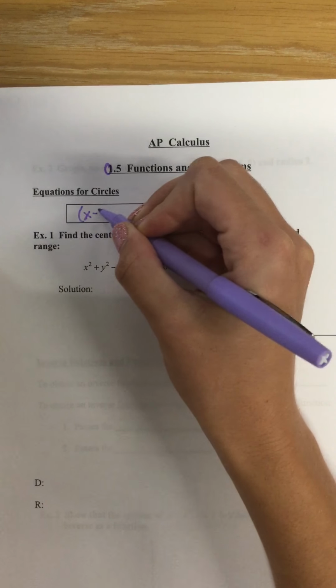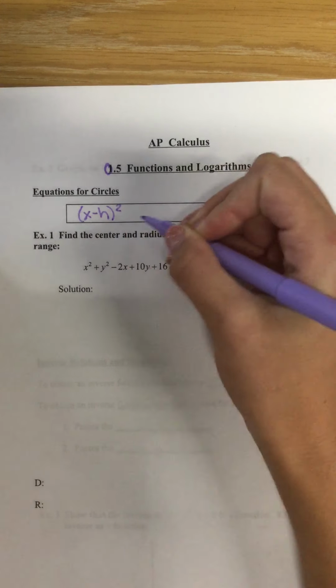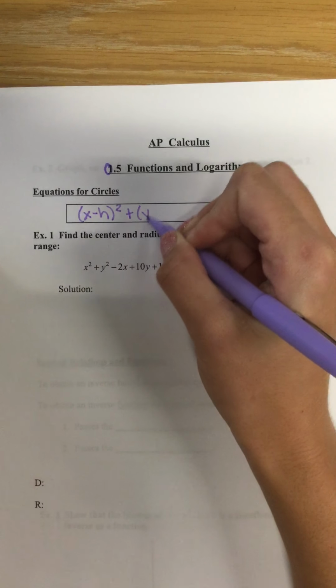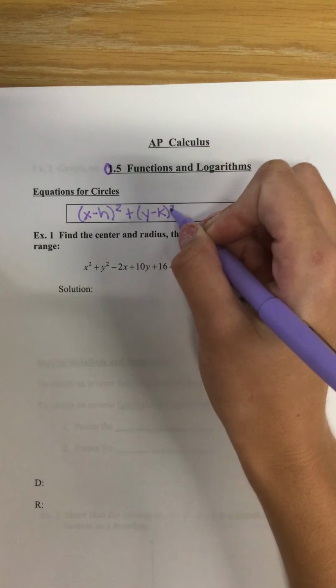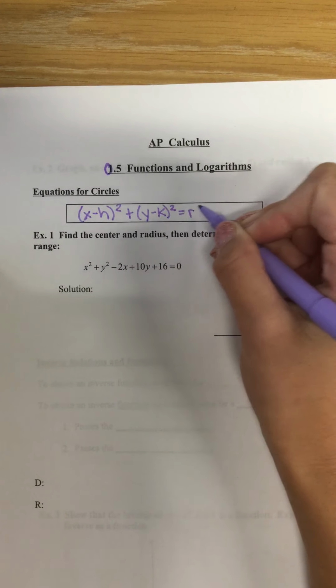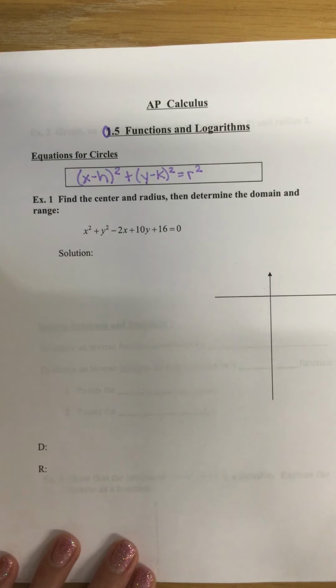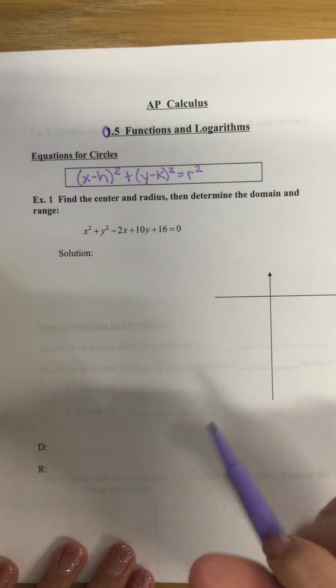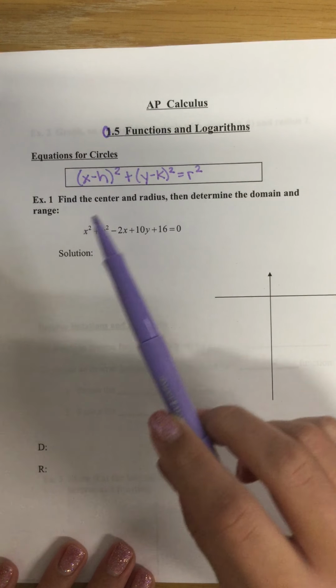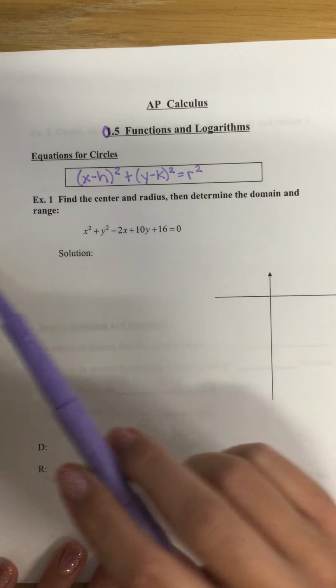Our equation for a circle is (x − h)² + (y − k)² = r², with r being your radius, and h and k being your center, which is another word for vertex. So it asks us to find the center and the radius and determine the domain and range.